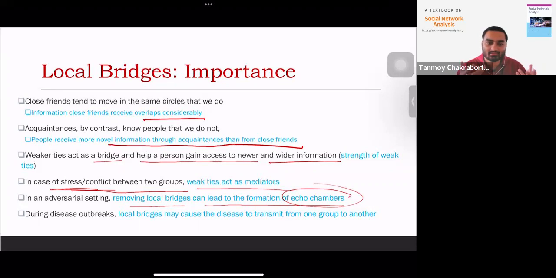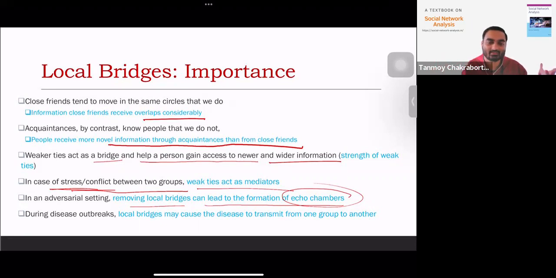Now in certain definitions, echo chambers are nothing but communities in a network. These communities are opinion oriented communities. These communities may not be dense, but they have very similar, homogeneous opinion. That's why they form a closed group. So what happens is that this local bridge connects these multiple echo chambers. When you cut the bridge, echo chambers become much more prominent.